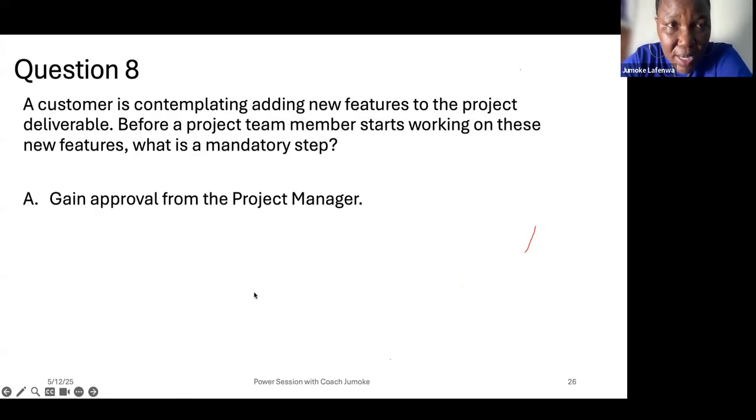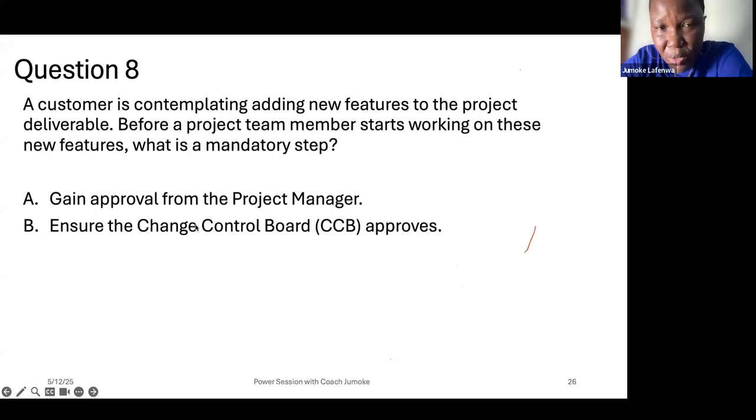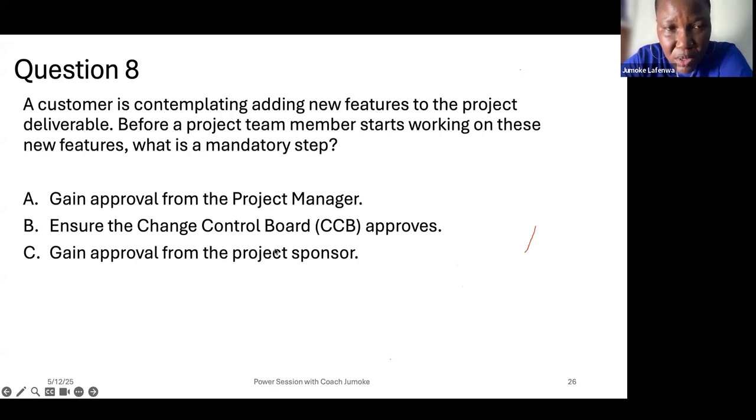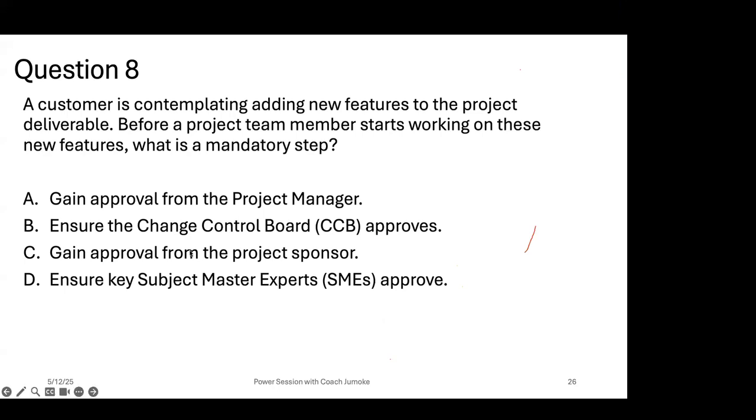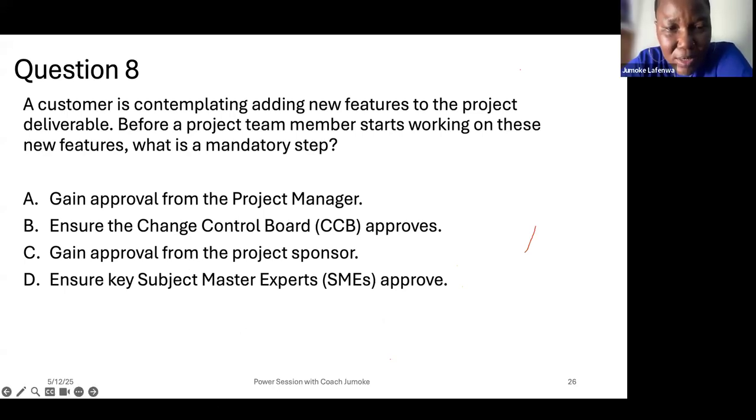Question 8. A customer is contemplating adding new features to the project deliverable. Before a project team member starts working on these new features, what is a mandatory step? A, gain approval from the project manager. B, ensure the change control board approves. C, gain approval from the project sponsor. And D, ensure key subject matter experts approve. So when we say something is mandatory, what does it mean? Compulsory.